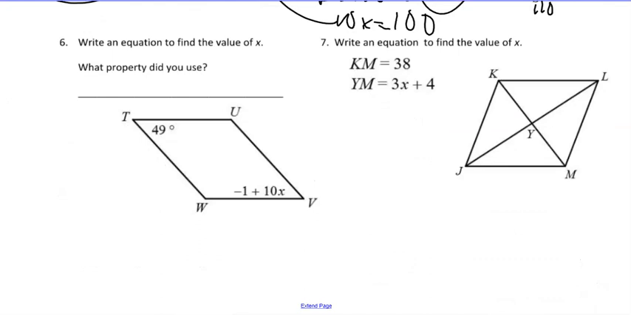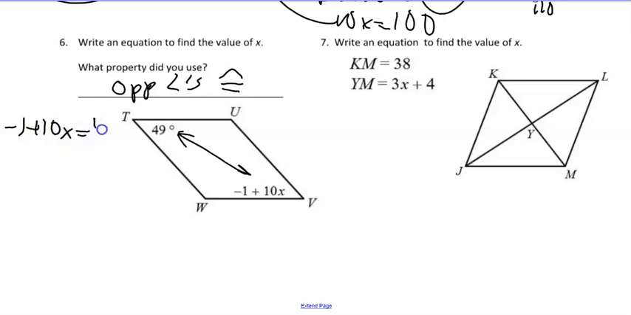Number 6. What property are you going to use here? Opposite angles are congruent. So these two are equal to each other. So I'm just going to say negative 1 plus 10x equals 49. I'm going to add 1 to both sides to give me 50. Divide by 10, and x is 5.